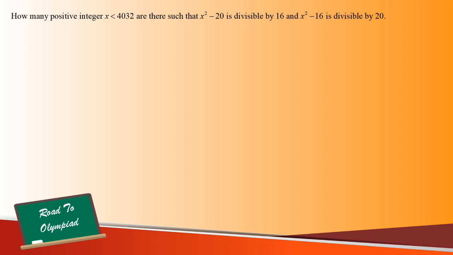Welcome to RTO. Consider the following problem. How many positive integers x less than 4032 are there such that x squared minus 20 is divisible by 16 and x squared minus 16 is divisible by 20?